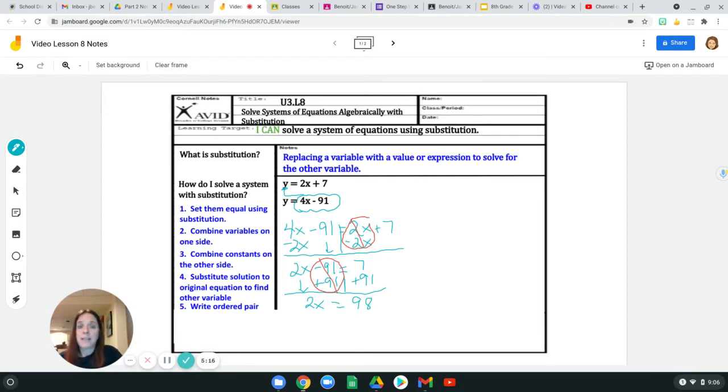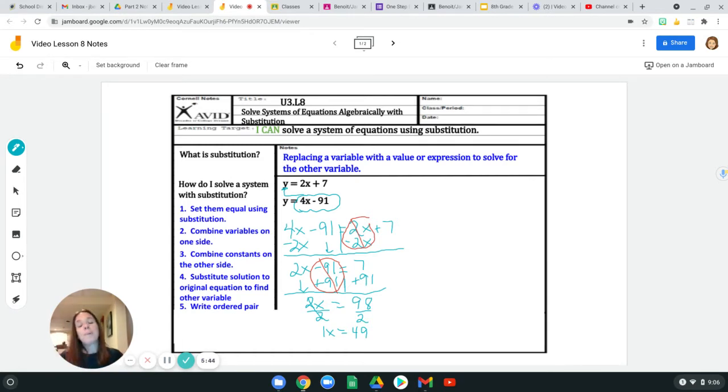All right, 2 times x equals 98. But we need to find for 1x. So we're going to divide by the coefficient of 2 on both sides. 2x divided by 2 makes your 1x. And 98 divided by 2, might have to do long division on this. 98 divided by 2, 49.